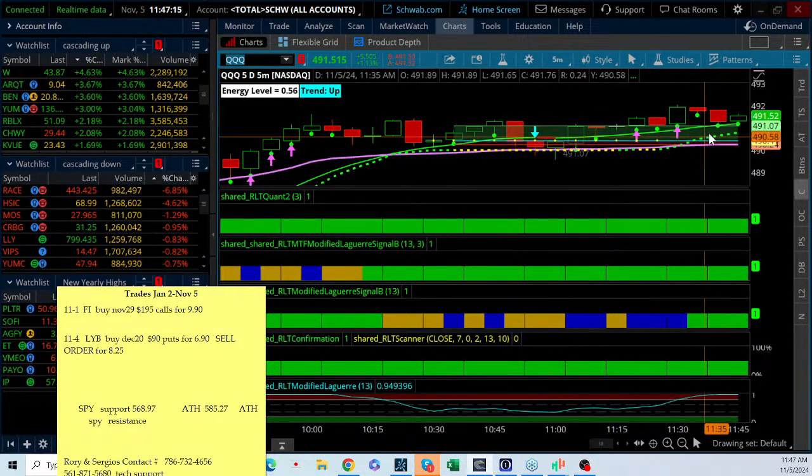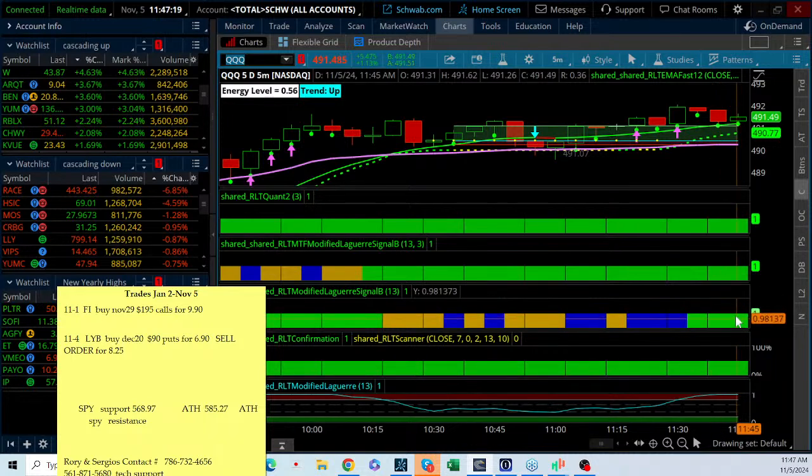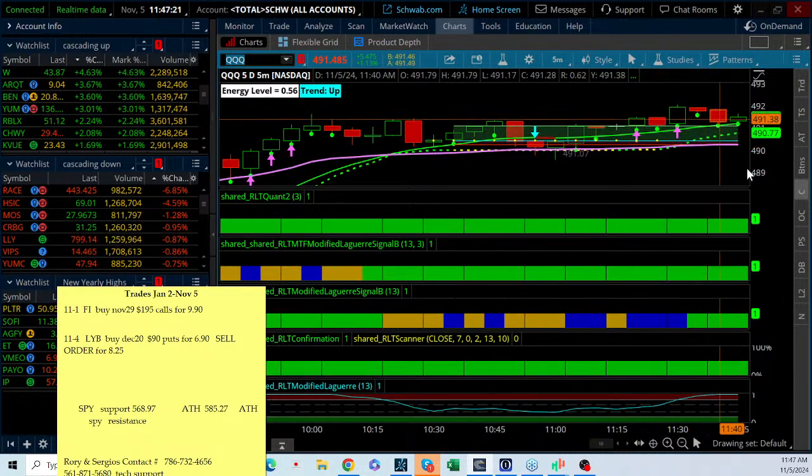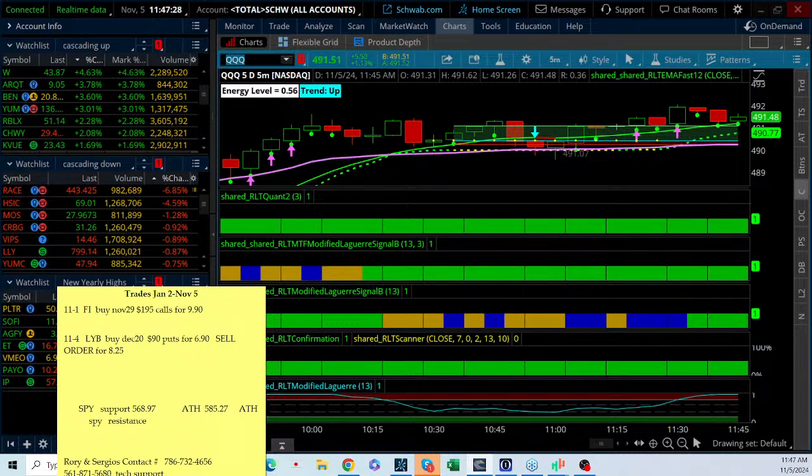Qs bouncing off the 15 right here. Still green on the current time frame momentum. So if it stays green and stays above the 15, this is a potential entry for the SPY super system on the Qs.